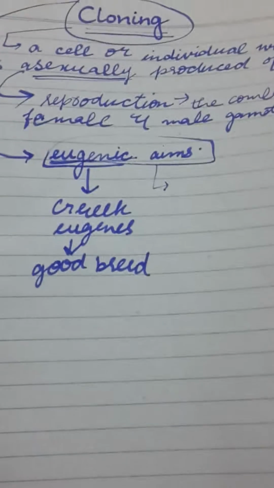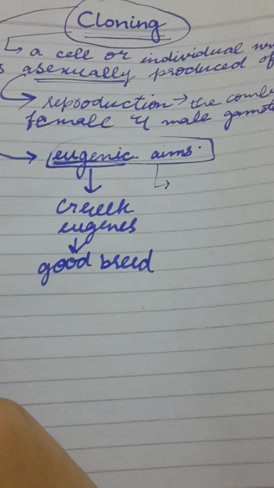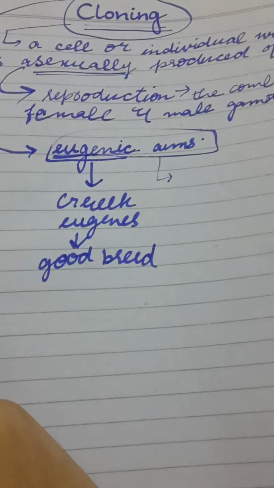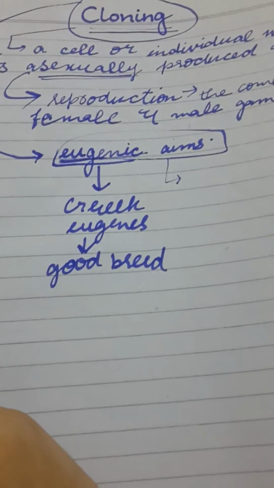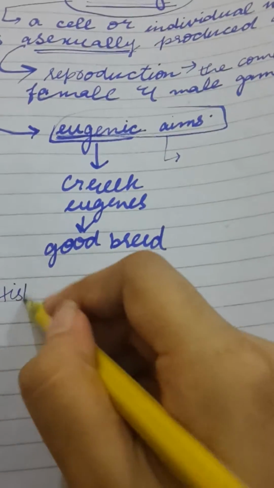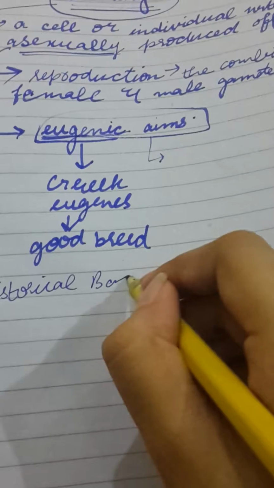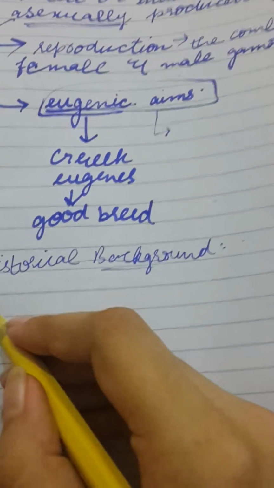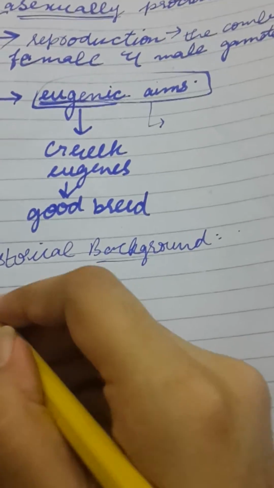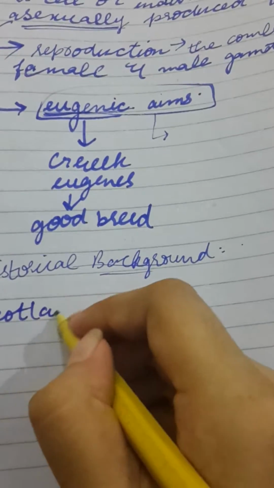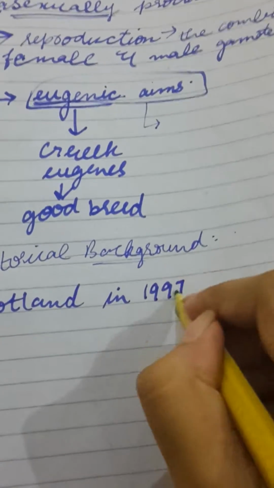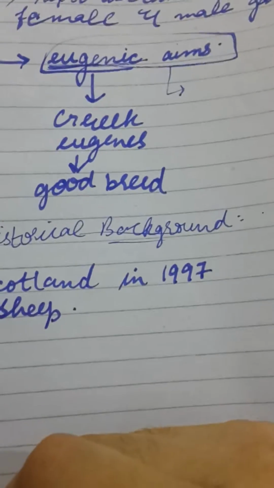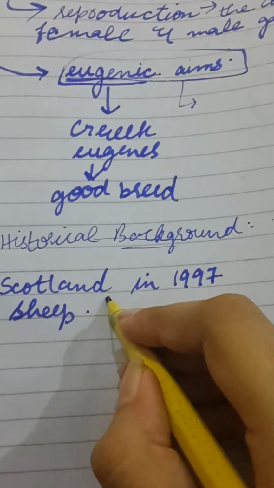Now we will study further which sort of purposes are included, in which methods we can do cloning, and on which things cloning has been done. But first of all, we'll go towards its historical background. Cloning was first experimentally performed by a scientist of Scotland in 1997, and the first experiment was performed on a sheep. The name of the sheep was Dolly.